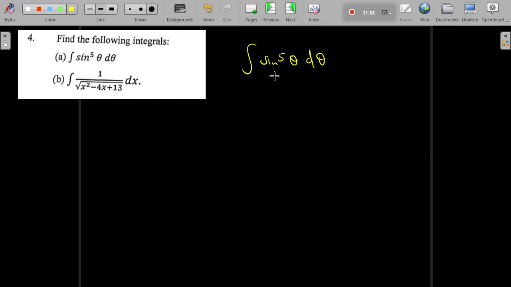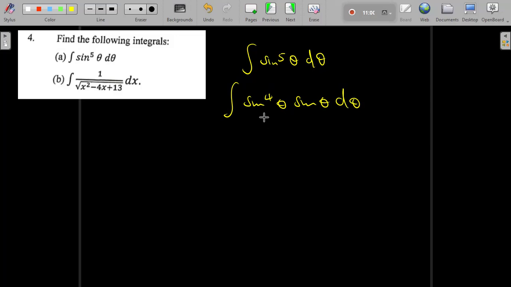All right, so whenever you have a trig function that is raised to an odd power, what you want to do is to separate that odd power into an even power and just an odd part of it, which is just going to be raised to the power 1. So now we separate it. It should be written as sine to the power 4 theta, and of course the other one being sine theta d theta. So now I have this.